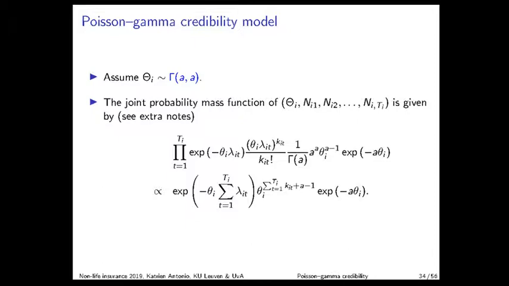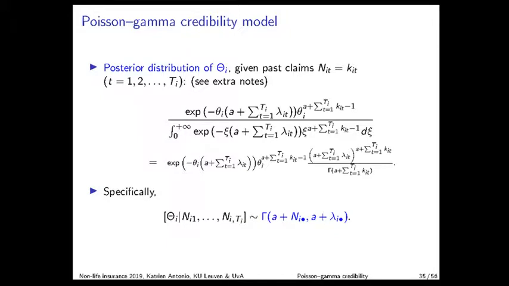For example, the joint probability mass function of theta i and the random variables n_i1 until n_iti is printed on the sheet. The complete derivation of this expression is in the extra notes in your lecture material. You should verify this expression and make sure you understand all steps. With the gamma distribution being conjugate for the Poisson likelihood, we see that the posterior distribution of theta, given the observed claim history, is again a gamma distribution.